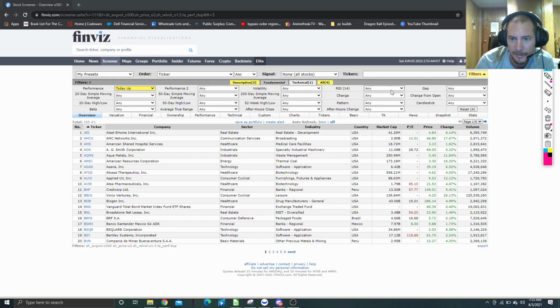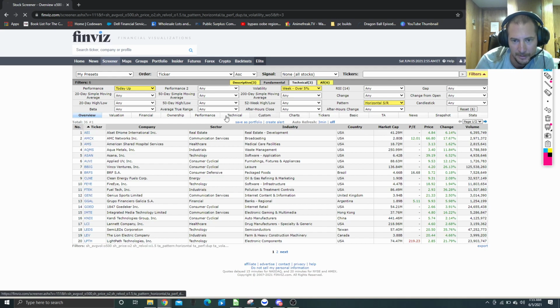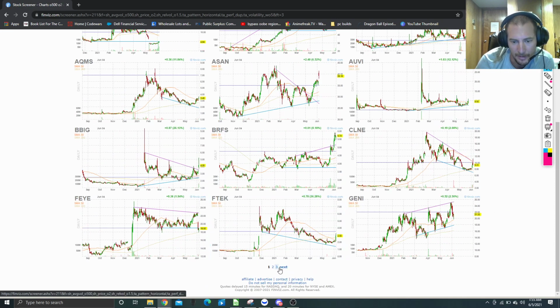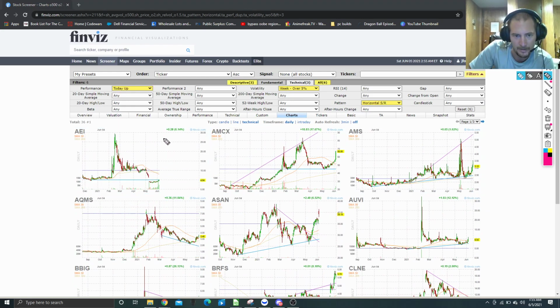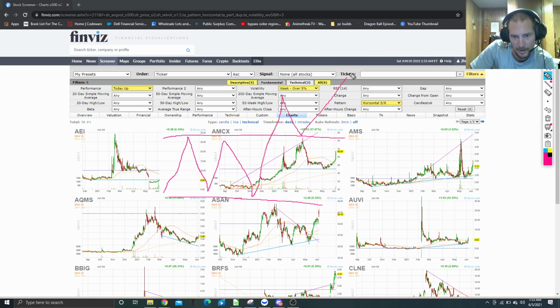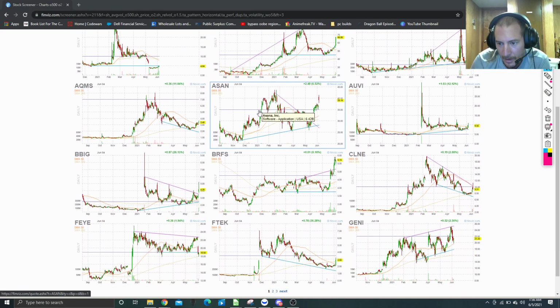And perfect. And then after that, we'll click on this pattern here, horizontal support and resistance. And then we want volatility over 5% because we want something that's going to move. And then we'll just click on this charts tab. And then we'll get 3 pages of results here. So what we're looking for is things moving inside of these supports and resistances, and we want them to be broken out of those supports and resistances, right? So we'll get 3 pages of things here to look at.